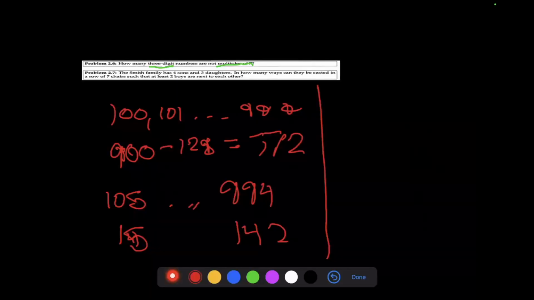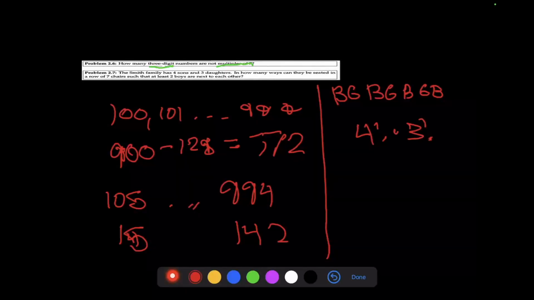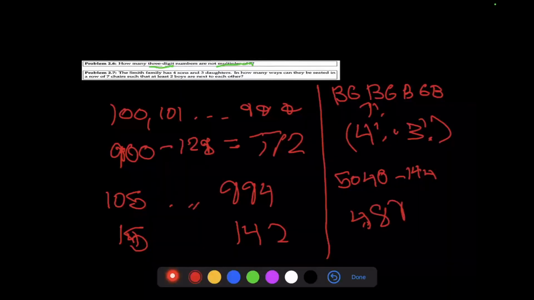Well, that would mean it looks something like this. Boy, girl, boy, girl, boy, girl, boy. Okay? So that means there's this one case, which can be arranged in 4 factorial times 3 factorial ways. And the total number of ways you could arrange that is 7 factorial, which gives you 5,040 minus 144, which is 4,896.